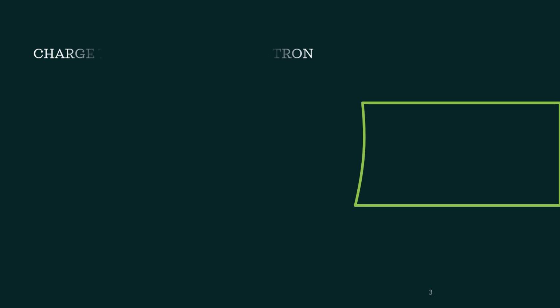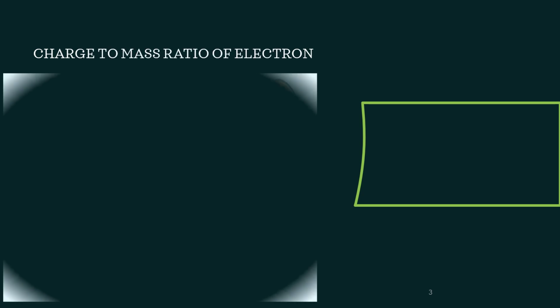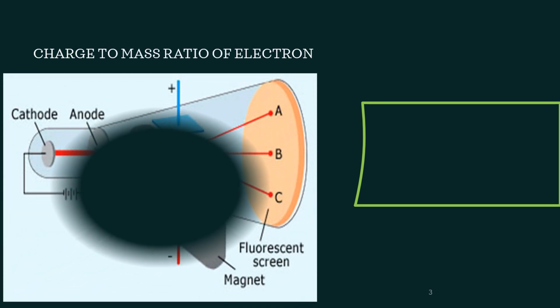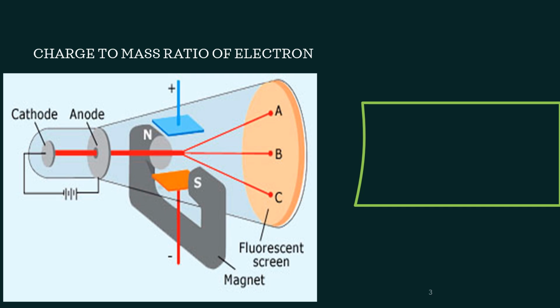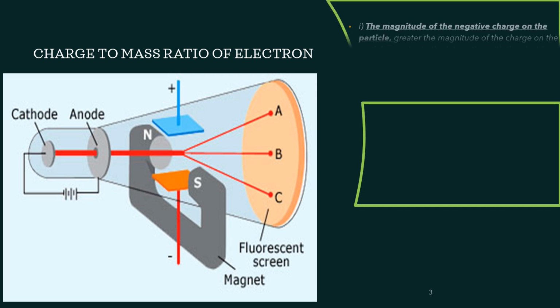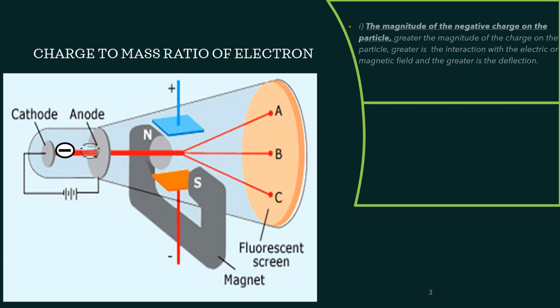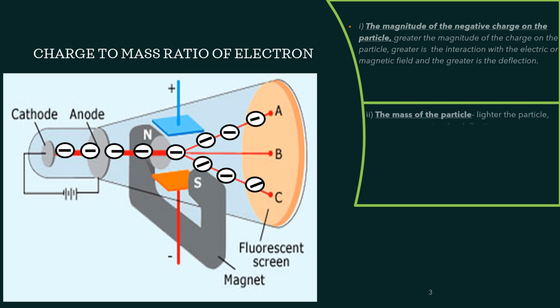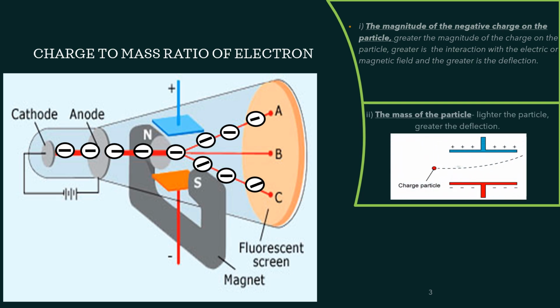Thomson said that the amount of deviation of the particles from their path in the presence of an electric or magnetic field depends mainly upon three things. First is the magnitude of the negative charge on the particles. If the particle has a greater negative charge, it deviates from its path and shows greater deflection. Second is the mass of the particles. The lighter the particles, the greater the deflection. Particles which are very light show greater deflection.